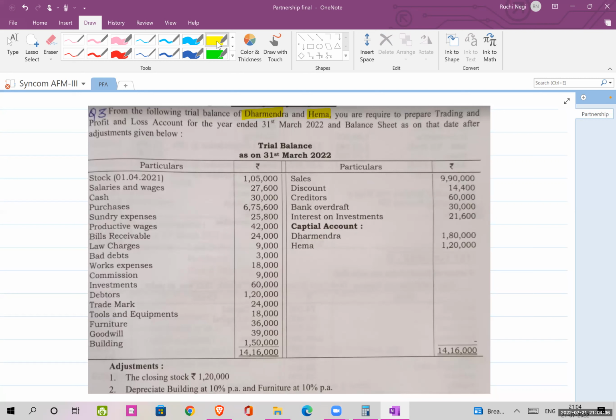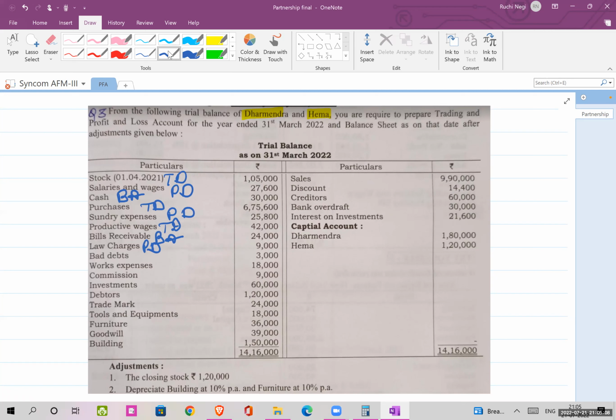Okay, so here we have the opening stock. This will be trading debit. Salaries and wages, P&L debit. Cash, this will be balance sheet asset. Purchases, trading debit. Sundry expenses, P&L debit. Productive wages, this is a direct cost, so this will go in trading debit. Bills receivable, this will be balance sheet asset. Law charges, that is legal fees, so this will be P&L debit.